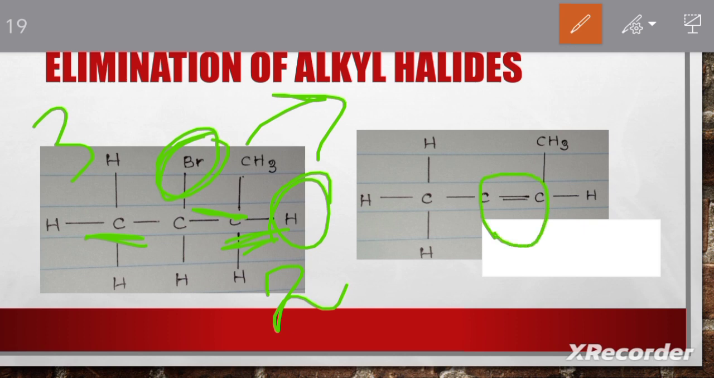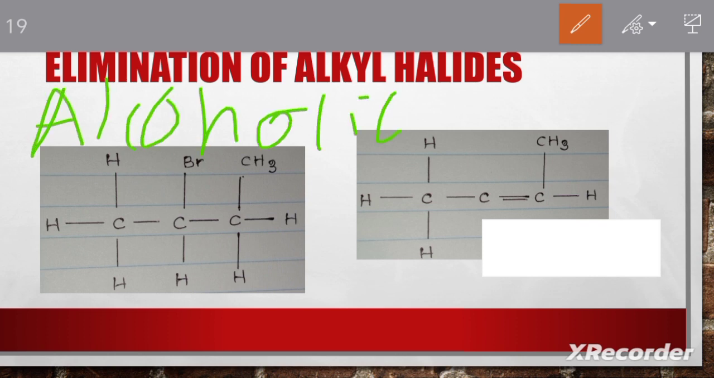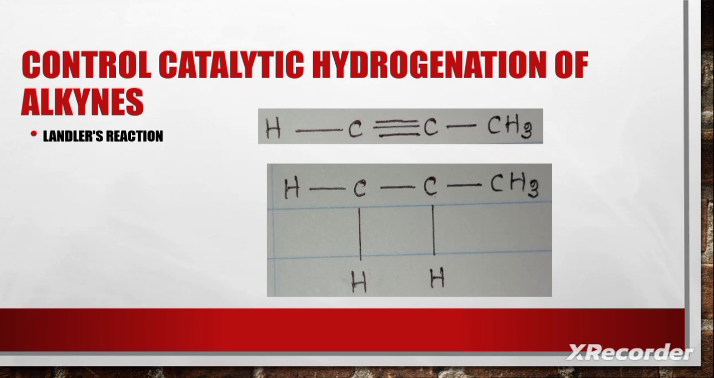So for the elimination of alkyl halides, the reagent that we should use is alcoholic KOH. Alcoholic KOH is the reagent that we use for the elimination of alkyl halides. Then the last method of production of alkenes is controlled catalytic hydrogenation of alkynes. We call this reaction Lindlar's reaction, right?